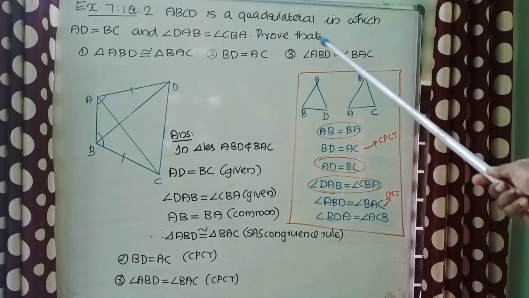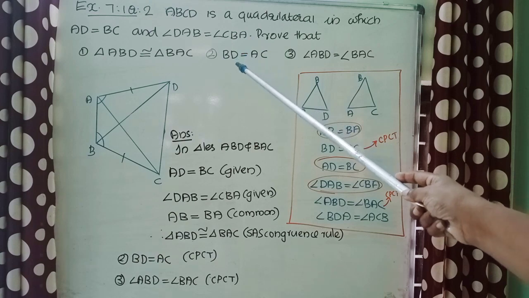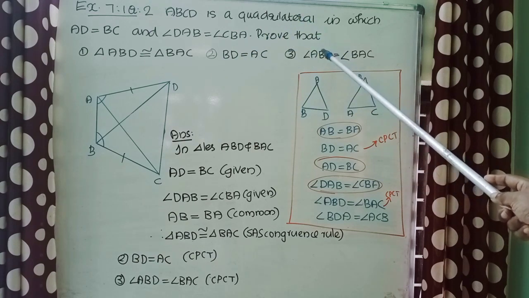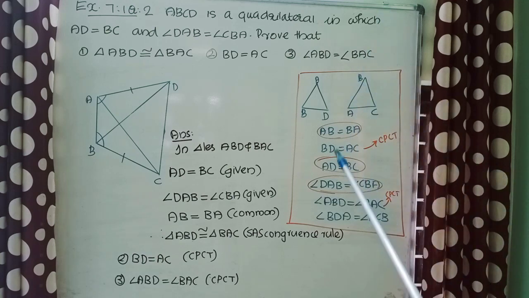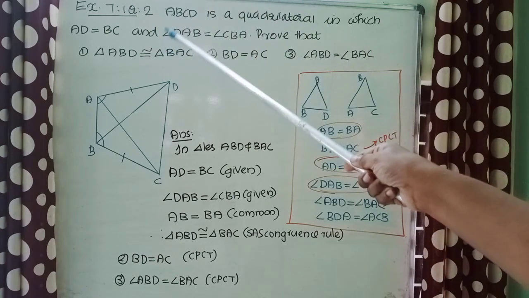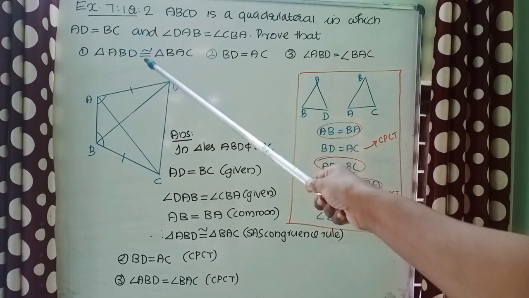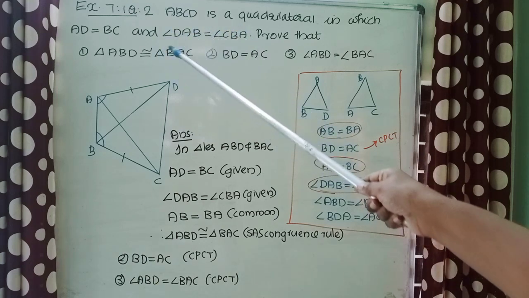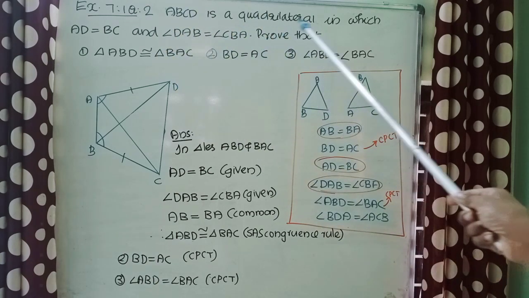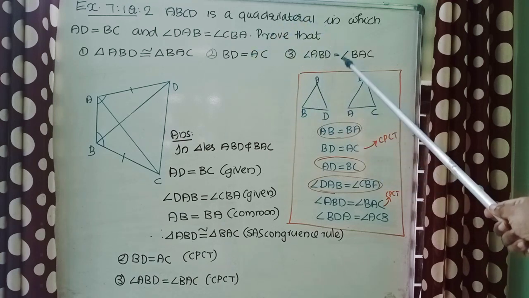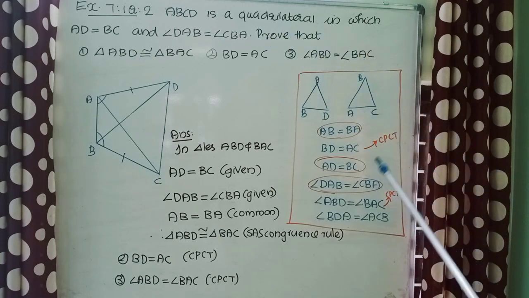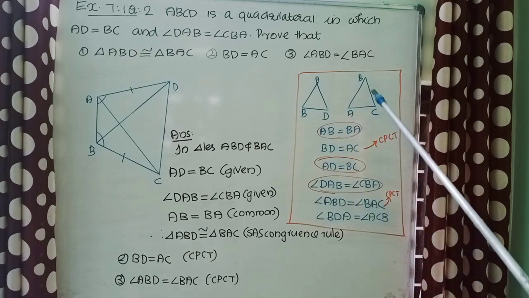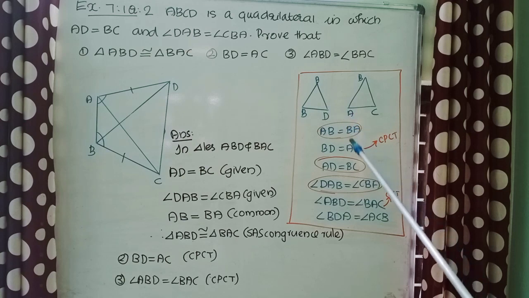There are two more questions remaining: to prove BD equal to AC and angle ABD equal to angle BAC. It is very easy if we prove triangle ABD congruent to triangle BAC. We have already proved they are congruent. So let us check whether these two parts are in our corresponding parts or not. If they are there, we can say they are equal because they are the corresponding parts of congruent triangles.